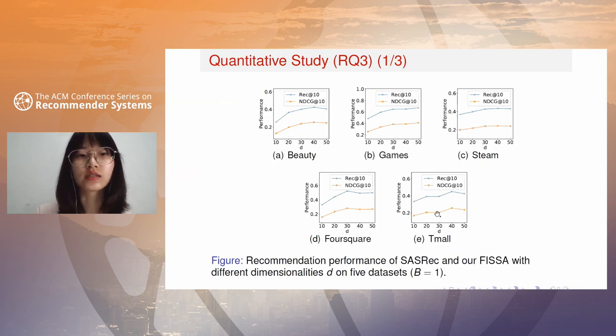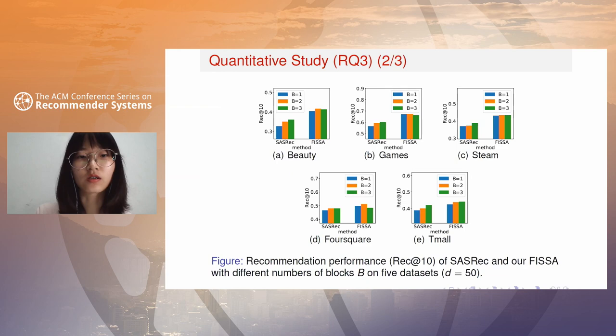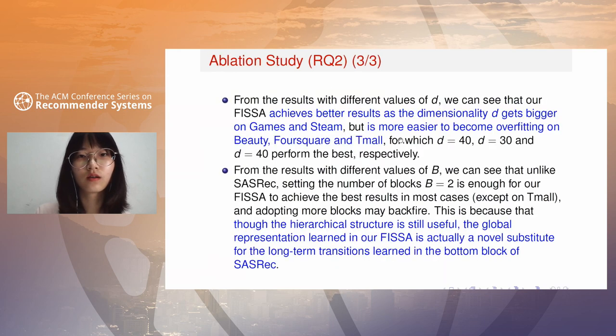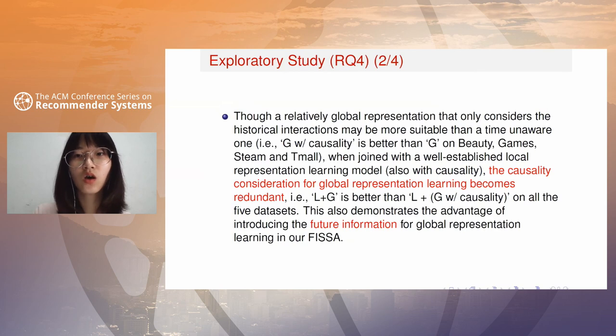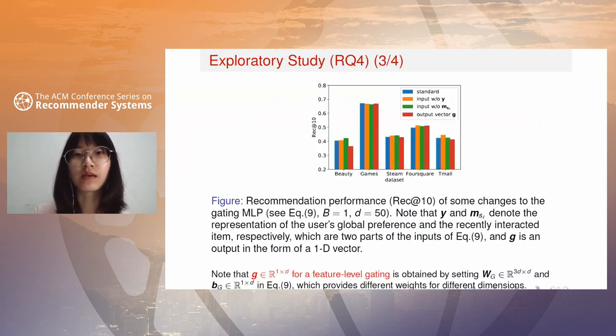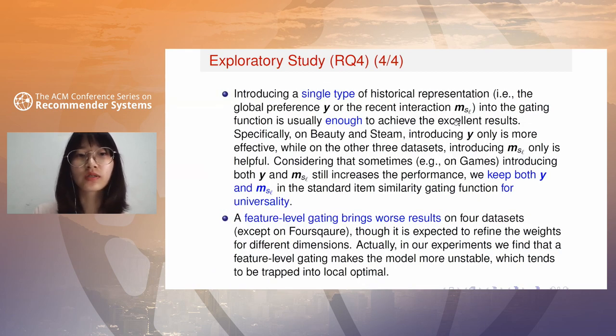For quantitative study, we tuned the latent dimensionality and the number of self-attention blocks. We also studied the non-causality design of the global representation. We found that the causality consideration for global representation learning becomes redundant for the hybrid model. This also demonstrates the advantage of introducing the future information for global representation in our FISA. At last, we adjust the input and output of the gating function. Based on the results, we suggest to keep both kinds of historical representation as inputs for universality. And for output, we suggest an individual-level gating because the feature-level gating may bring instability.